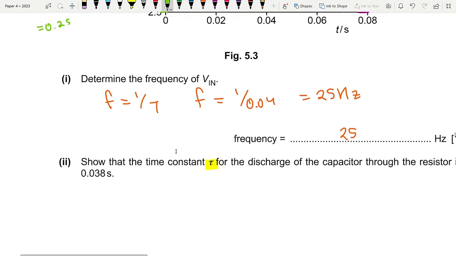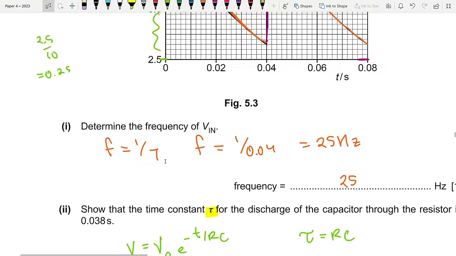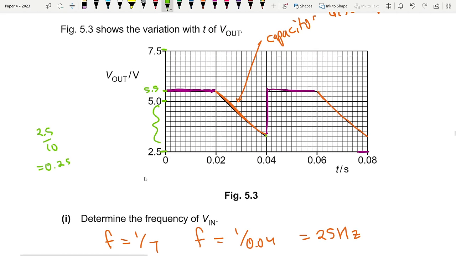Okay, so the initial voltage is 5.5, and I'm going to use the formula V is equal to V naught e to the power minus t by RC. Fine. And we know that tau is equal to RC. So let's just input the proper values. What is the final voltage though? I haven't found that out. So it is actually this: 2.5 plus 0.25 into 3. 2.5 plus 0.75, which is 3.25. So our final answer over here is 3.25 after discharging.